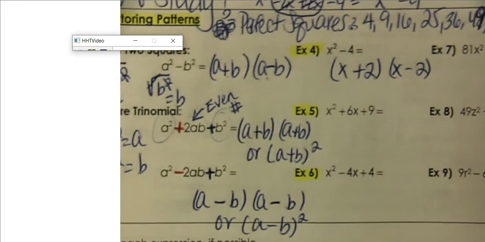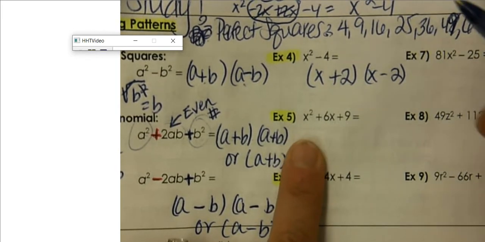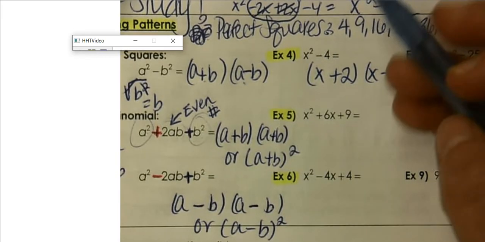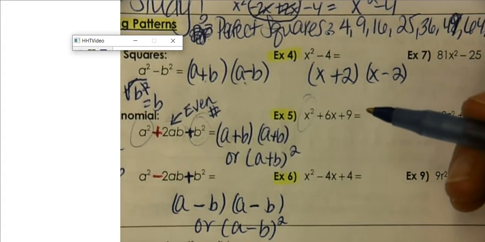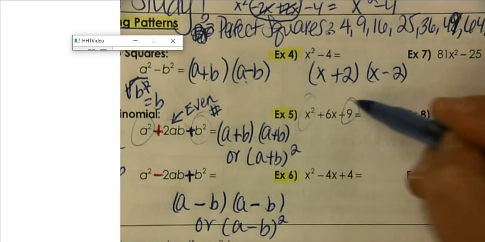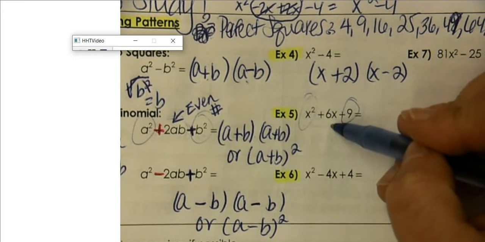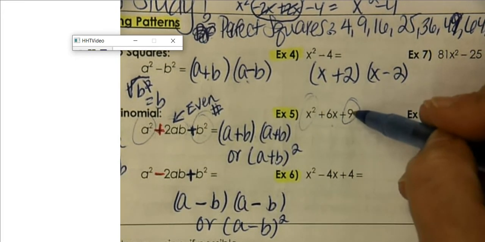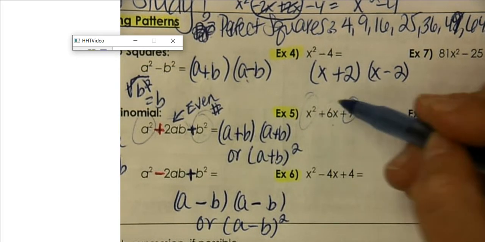So an example of that would be example number 5. In example number 5, notice that our first term is x squared. X squared is a perfect square because it actually has a square in it. 9 is a perfect square. And 6 is a special even number. If I were to take the square root of 9, which is 3, and double it, 2 times 3 is 6. So it's a very special even number.